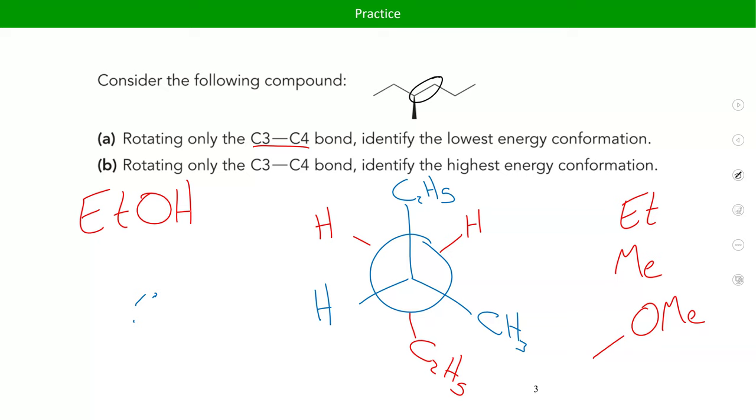Ethyl groups are in the anti position, with the biggest groups anti, which it could be in it now, or if you rotate the back 60 degrees clockwise. You rotate the back 60 degrees clockwise, we put the ethyl. It's not this, because this is a methyl group, not an ethyl.